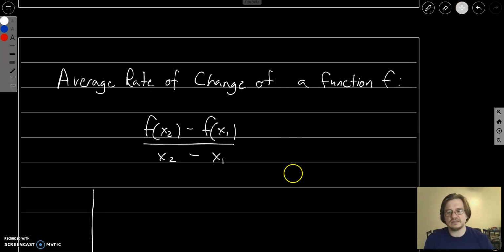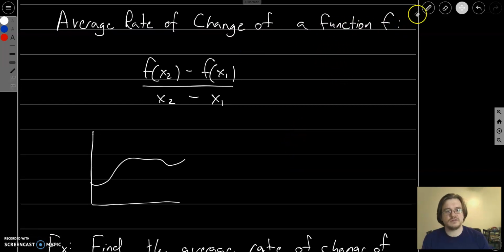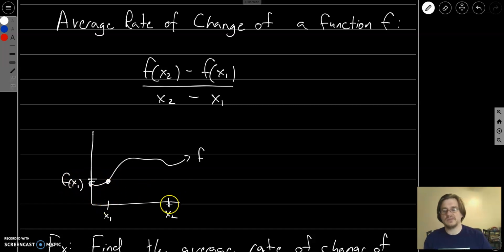So let's look at this as a function. The average rate of change of a function. So here's my function f, and the rate of change is going to be the difference in height divided by the difference in the x value. So again, here, let's say that I've got x1, and over here I've got x2. The height of the function at x1 is going to be f of x1. This is whatever you get when you plug in x1. The height at x2 is going to be whatever you get when you plug x2 into the function. This is what defines our function f.